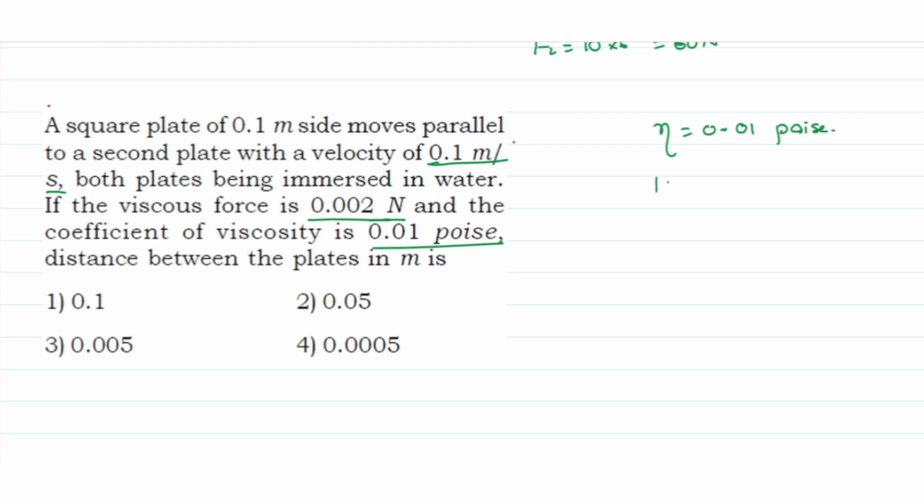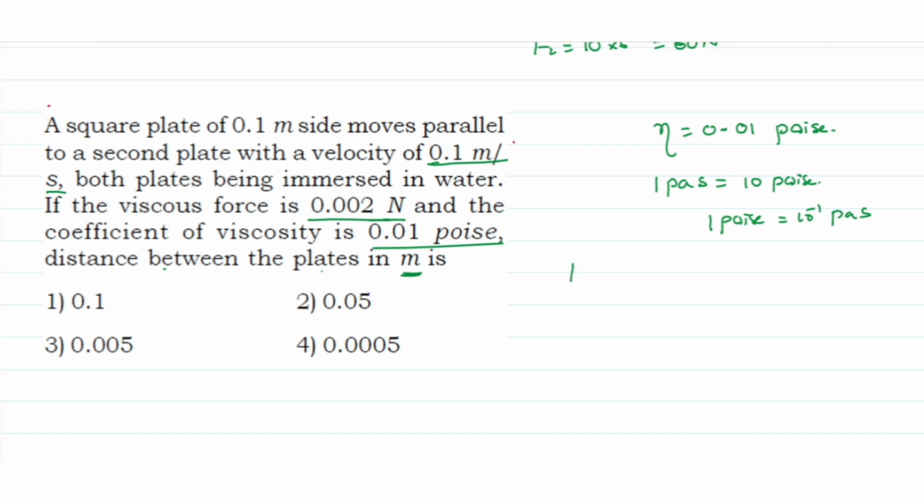You know that 1 Pascal second equals 10 poise. This is the relation between the CGS and SI units of the coefficient of viscosity. So 1 poise is nothing but 10 power minus 1 Pascal second. Why? Because in the question they are asking for the distance between the plates in meters, so we need to convert all the units into the SI system.